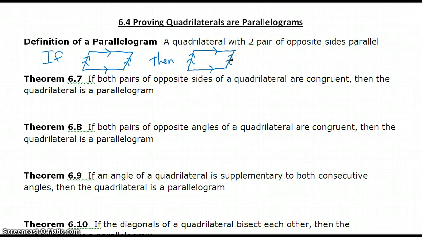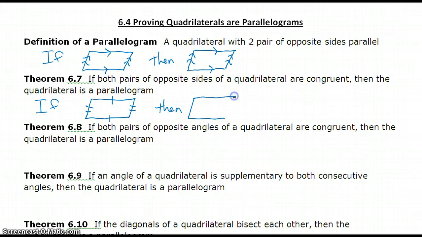Another way to show that a quadrilateral is a parallelogram: if we can prove that our opposite sides are congruent. If we have one pair and then two pair of opposite sides congruent, then by theorem 6.7 our quadrilateral is a parallelogram.